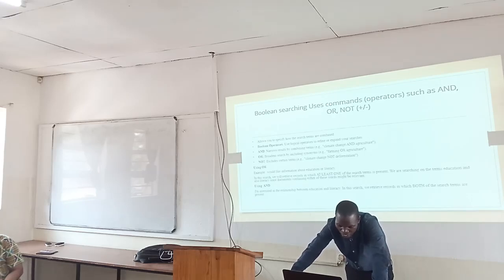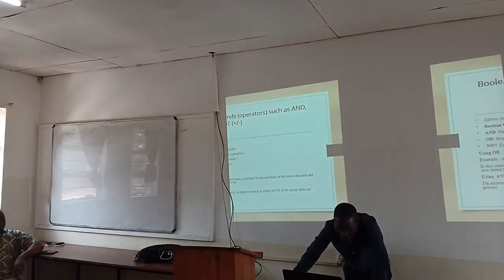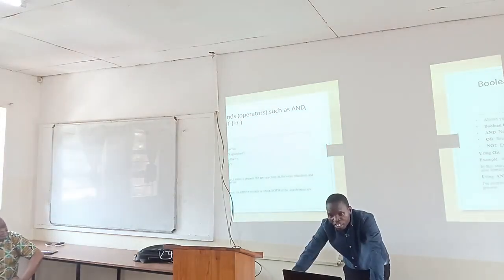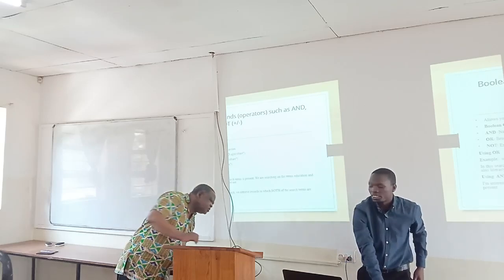And narrows results by combining terms, for example, climate change and agriculture. Or broadens search by including synonyms, e.g. farming or agriculture. Not excludes certain terms, e.g. climate change, not deforestation. If you are able to understand what is happening there, you can note that and is used when you want to narrow down the information. That means you are looking for limited information. But if you use or, that means you are trying to expand your search.